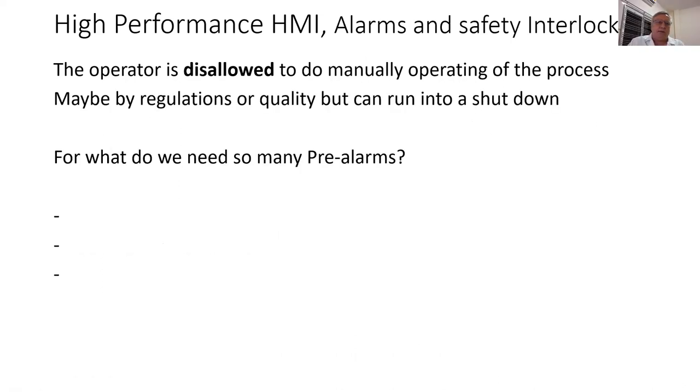So we come now to the point where the operator is disallowed to do anything. He should just let the sequences run and the automation system do everything automatically, whatever the reason, but it is like it is. The operator has limited things to do. Maybe you have to answer a prompt or something like that, like have you connected this tube, whatever. That is his job in a system where he is disallowed to operate.